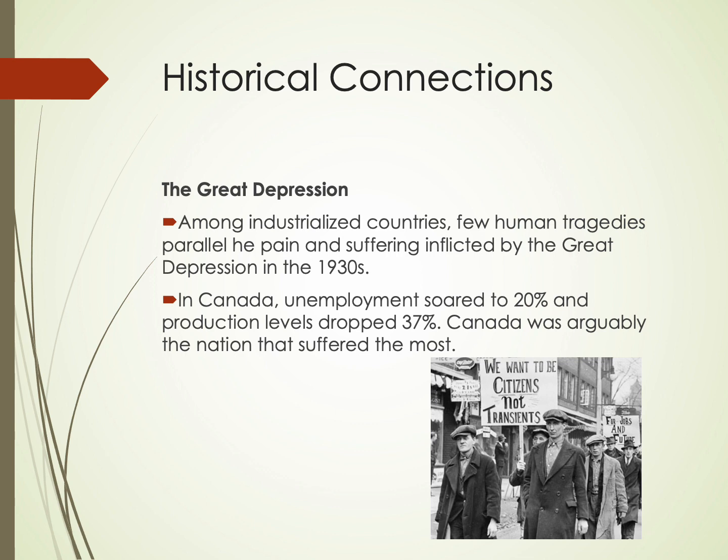Among the industrialized countries, few human tragedies parallel the pain and suffering inflicted by the Great Depression in the 1930s. In fact, we had a recession. They had been in recession in 1921-22, and then a few years after, in 1928-29, a type of depression. And I'm going to tell you exactly what a recession is and what a depression is. In Canada, unemployment soared to 20% and production levels dropped to 37%. Canada was, arguably, the nation that suffered the most.